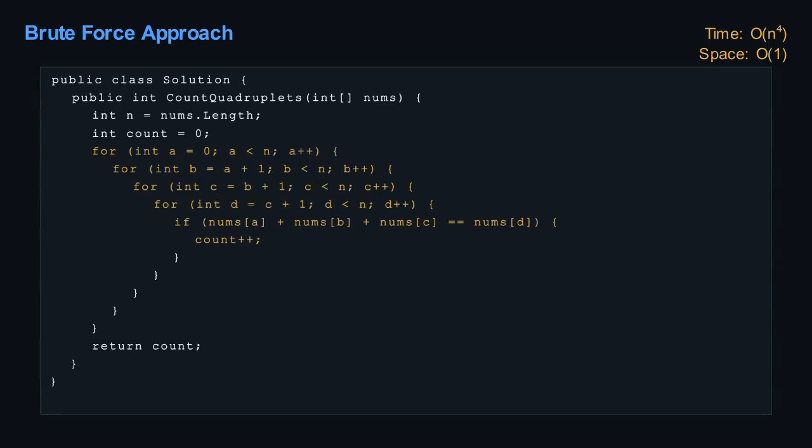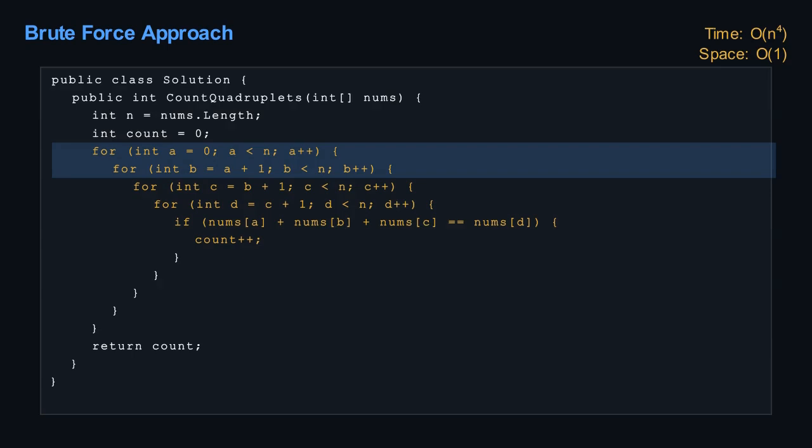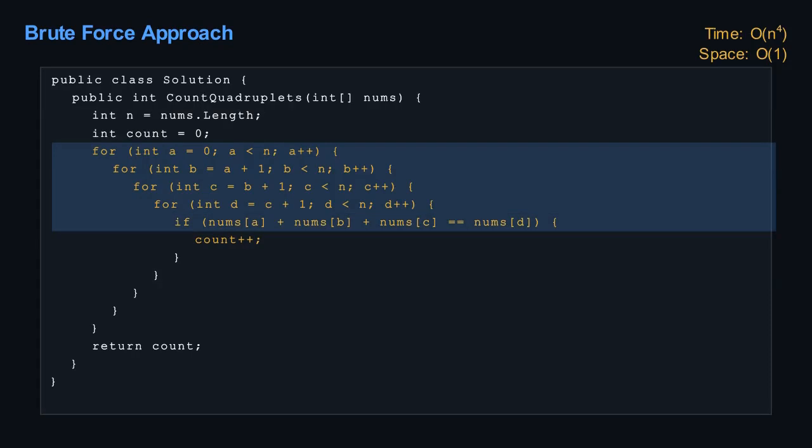The most straightforward approach is to use 4 nested loops. The outermost loop iterates for a, the next for b, starting after a, then c, after b, and finally d, after c. Inside the innermost loop, we check if the sum of elements at a, b, and c equals the element at d. If it does, we increment our count. This brute force method is simple to understand but highly inefficient, resulting in a big O of n to the power 4 time complexity. We're repeatedly calculating sums and comparisons without leveraging previous work.